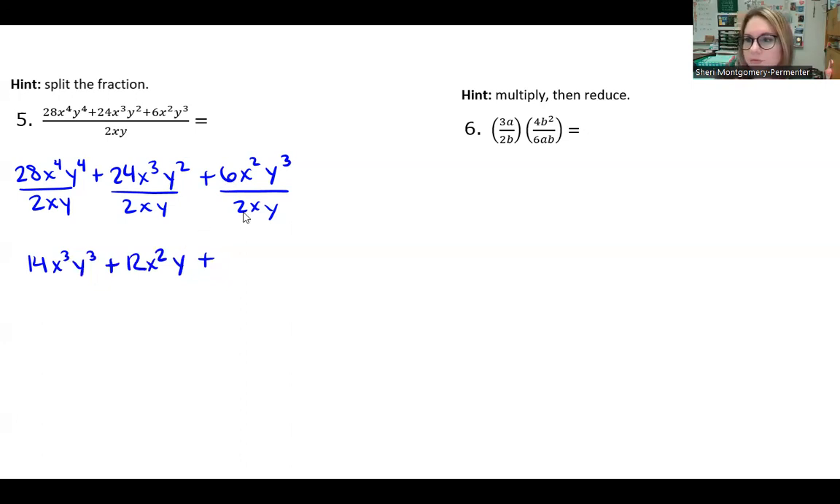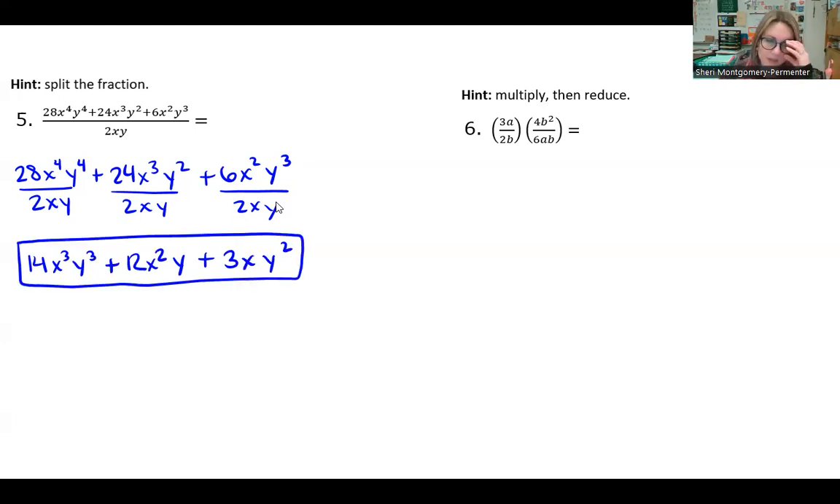6 divided by 2, 3, good job. 2 minus 1, so we just have x. And then 3 minus 1 means we have 2 y's. That is our answer. So anytime you see those ugly looking fractions, you're just splitting it up and reducing each one.